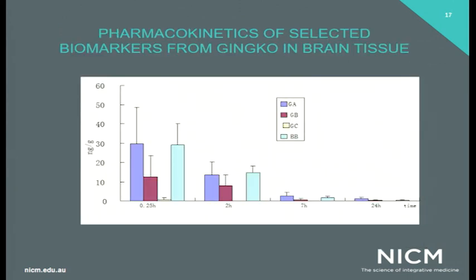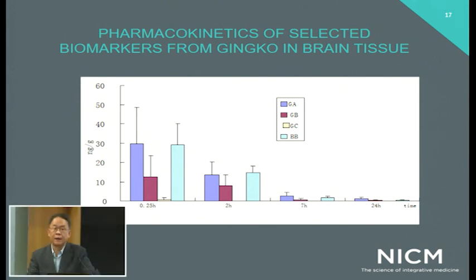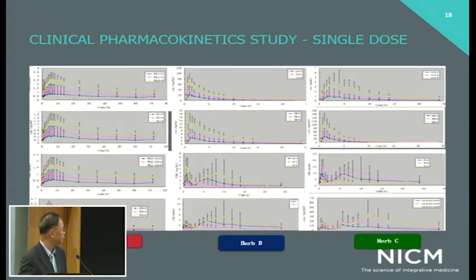We have also done some pharmacokinetics to look at the brain absorption of the bioactive components. Obviously, we show that some bioactive components of the formula can in fact be detected in the brain tissue, which means that those bioactive components have successfully bypassed the blood-brain barrier into the brain, which is the target organ of these particular diseases.